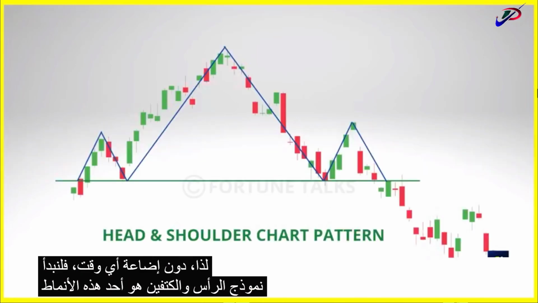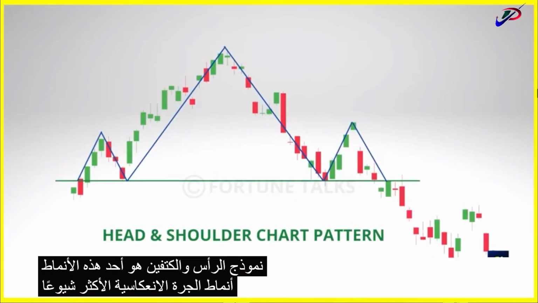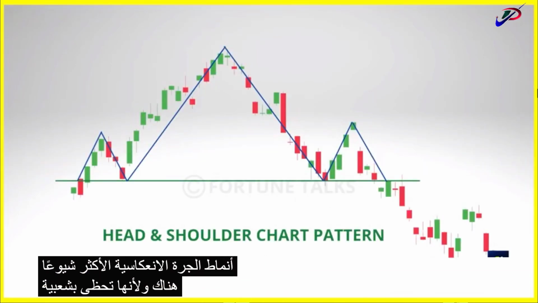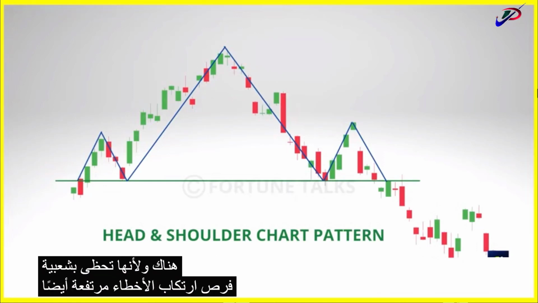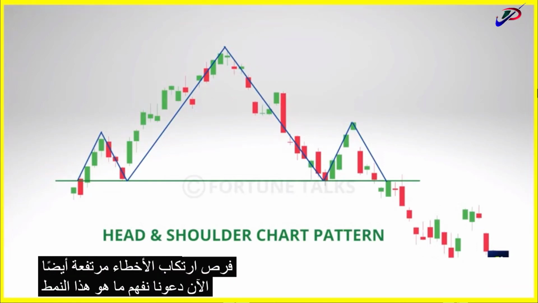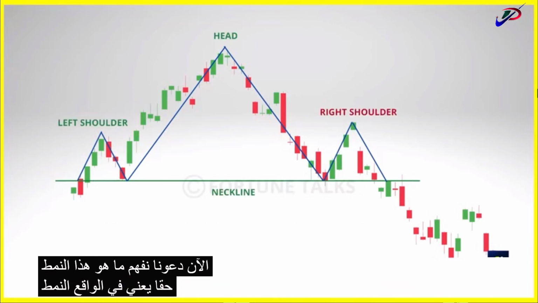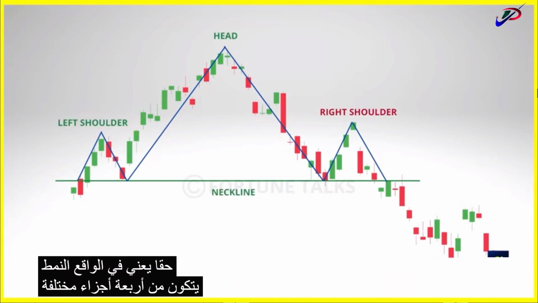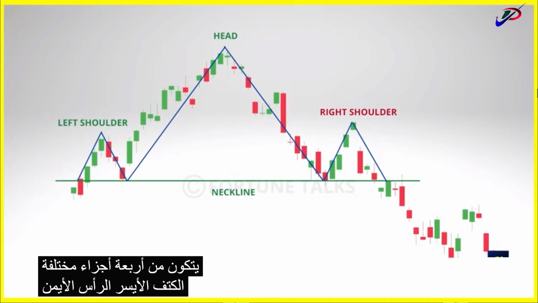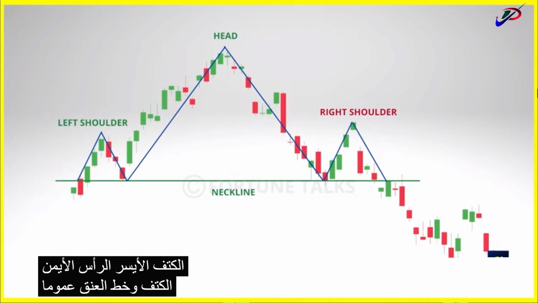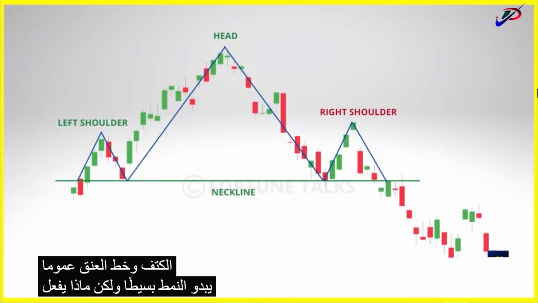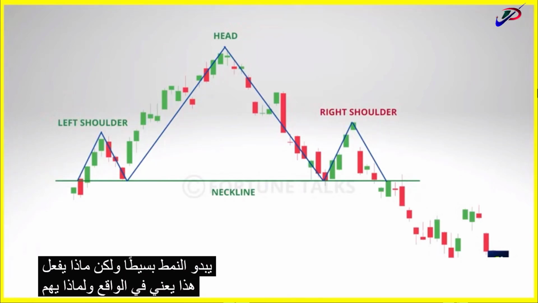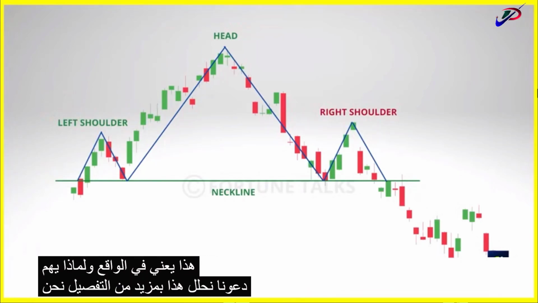The head and shoulders pattern is one of the most popular reversal chart patterns out there. And because it is popular, the chances of making a mistake are also high. Now let us understand what this pattern really implies. Actually, the pattern consists of 4 different parts: the left shoulder, the head, the right shoulder, and the neckline. Overall, the pattern looks simple, right? But what does it actually mean? And why does it matter? Let's analyze this in greater detail.